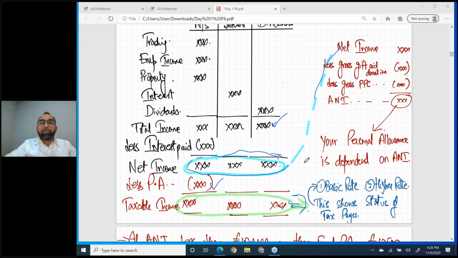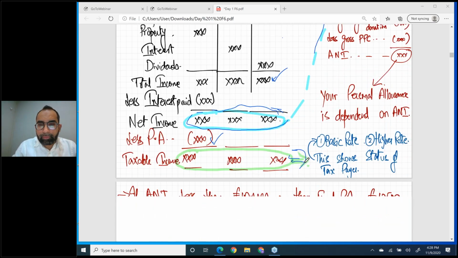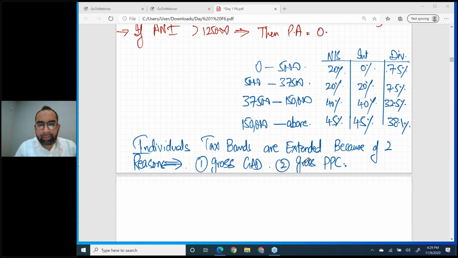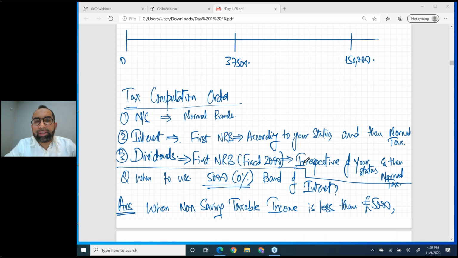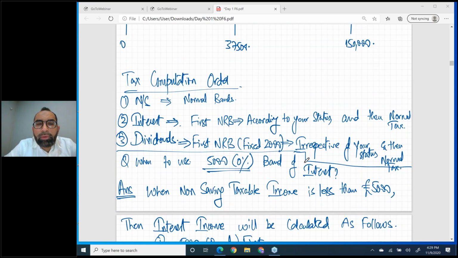And now, sir, what is the tax computation order? The tax computation order is again the same: non-saving first, then interest, and then dividend. Now, one special question. Check the screen. I have written the tax computation order. Always first we do non-saving income, then we compute interest income tax, and then dividend income tax.